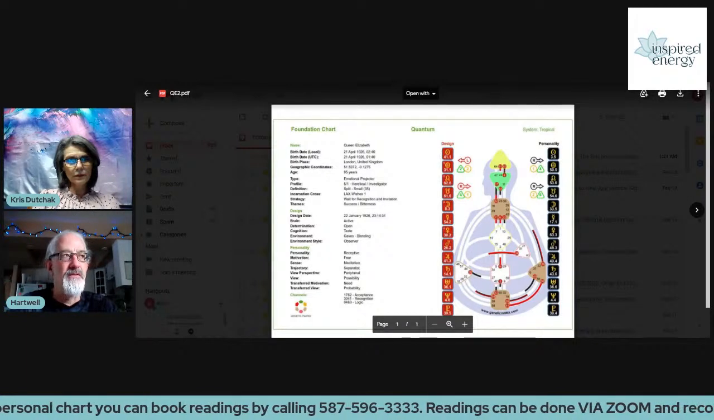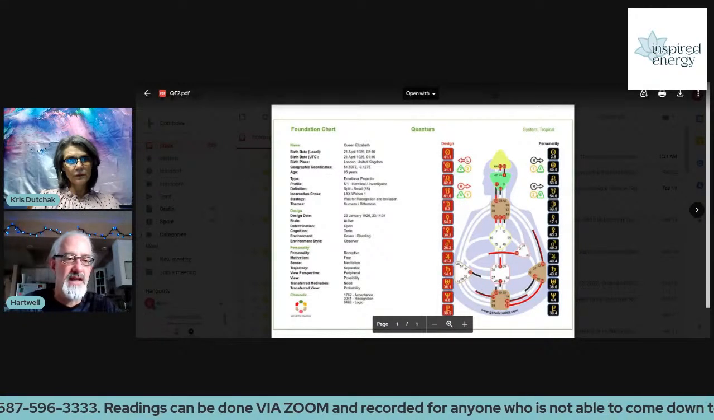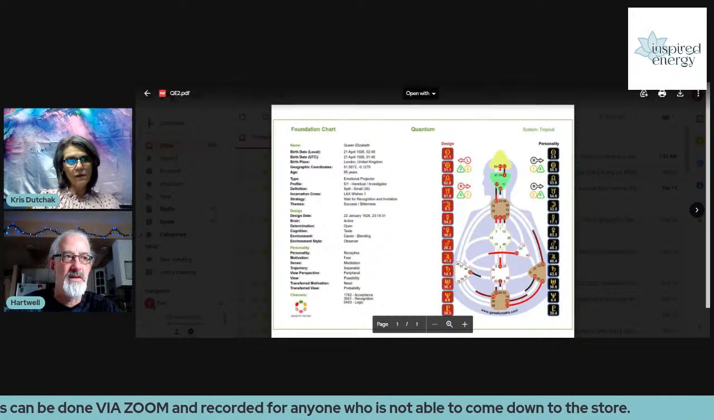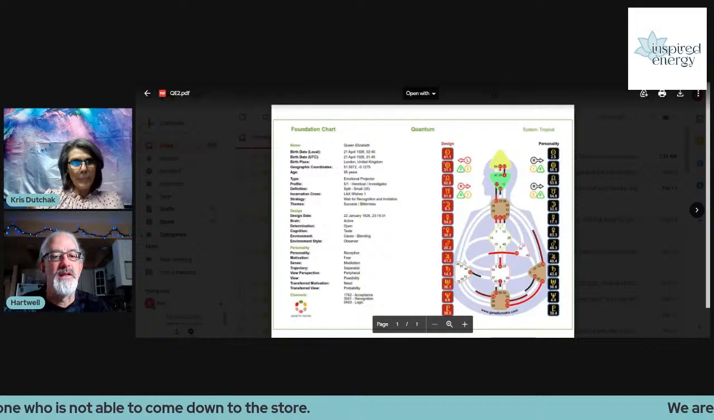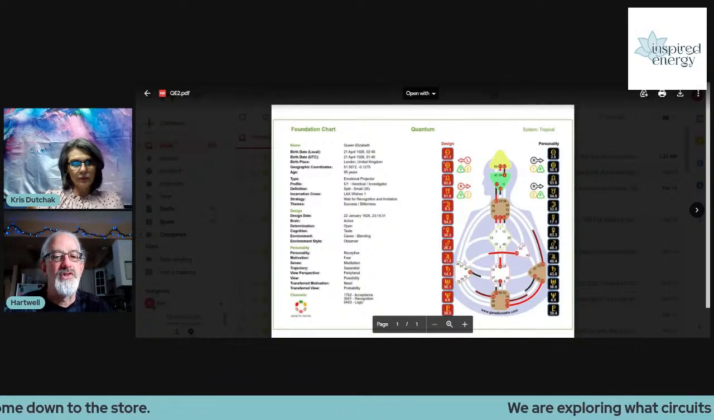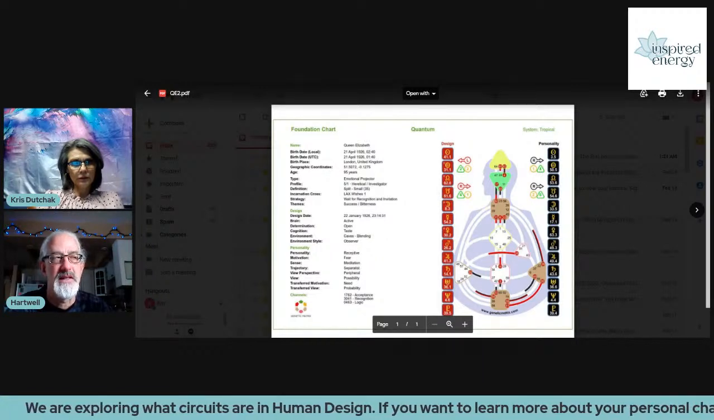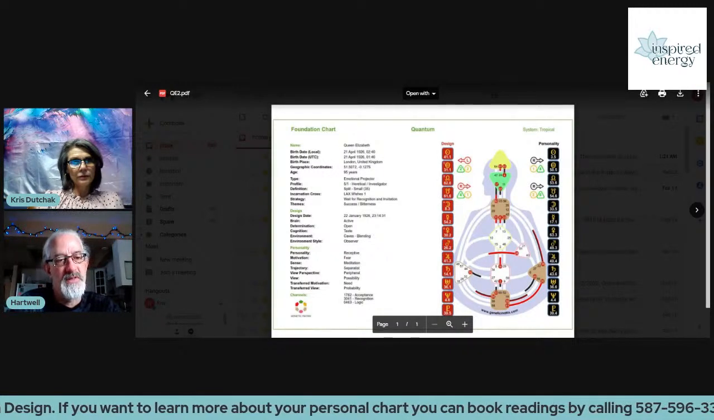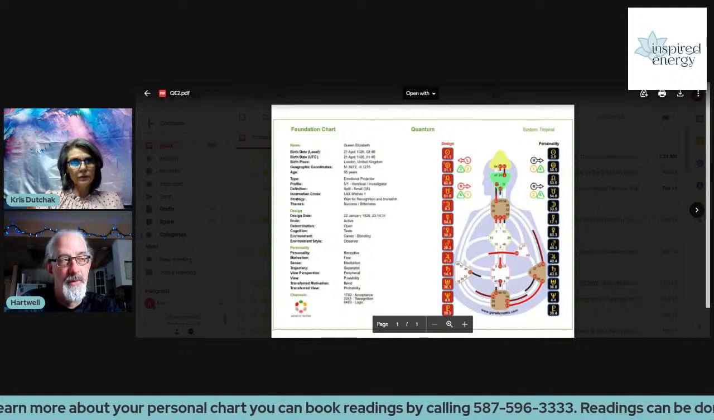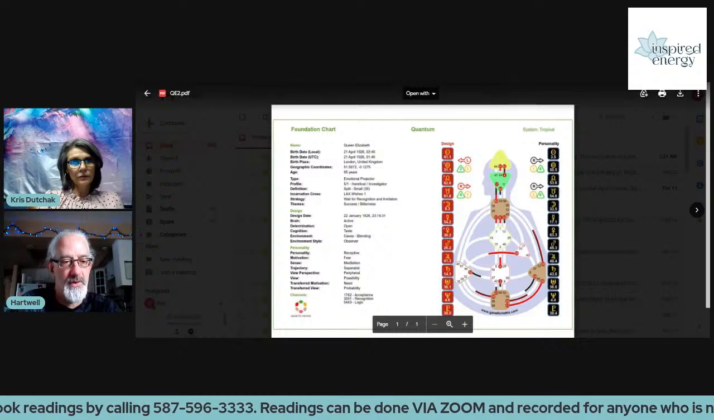The main circuits are, the integration channel is not technically a circuit, but it's the integration channel. If you look at the throat, that goes to the G, that shares the channel that goes down to the sacral, and that goes over to the left bottom, which is the spleen. That's the integration channel. And then there's three major circuit groups besides that: the collective circuit group, the individual circuit group, and the tribal circuit group.